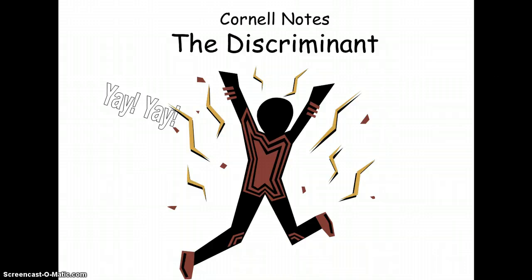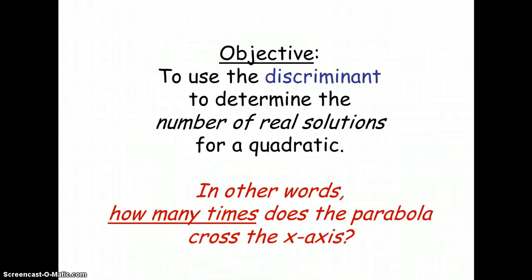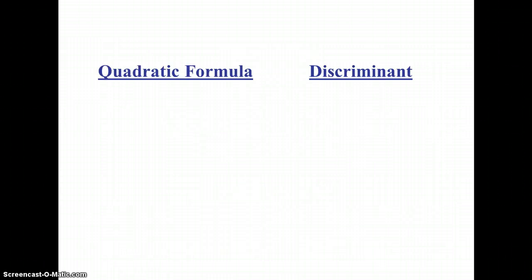Your Cornell notes will be on the discriminant. The objective of this lesson is to teach you how to use the discriminant to determine the number of real solutions for a quadratic. In other words, you will find out how many times a parabola actually crosses the x-axis. So for this particular slide, just look, listen, and learn.